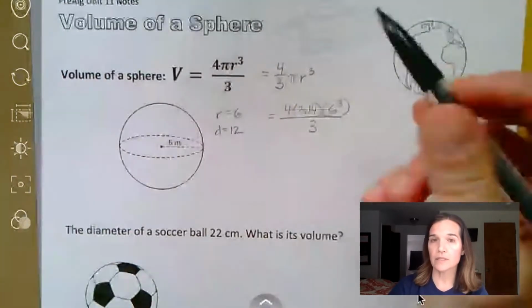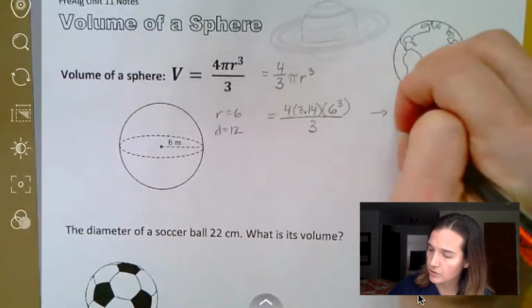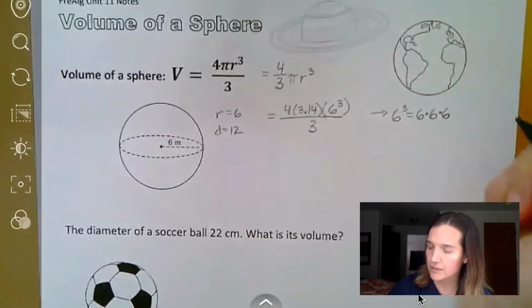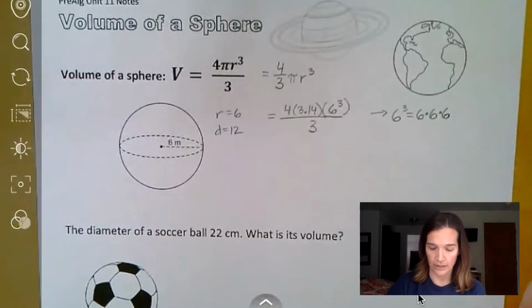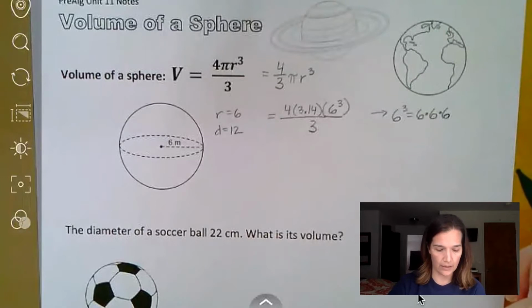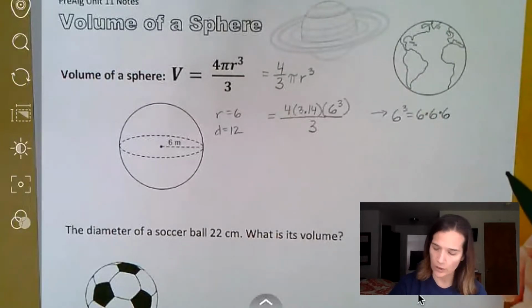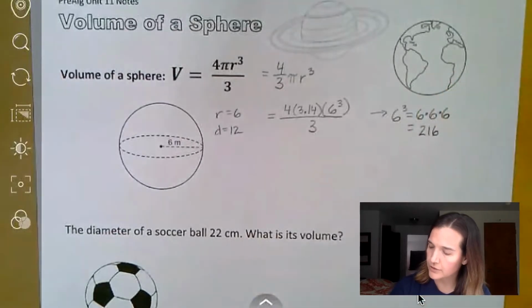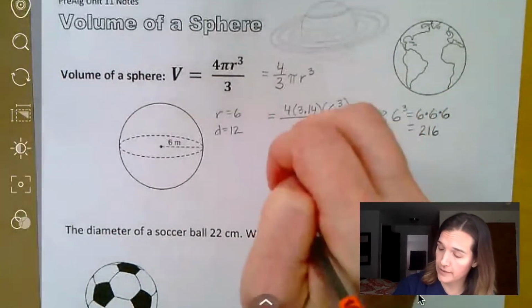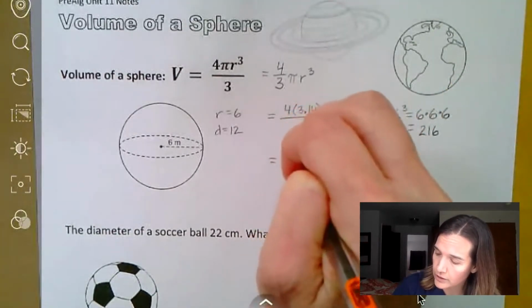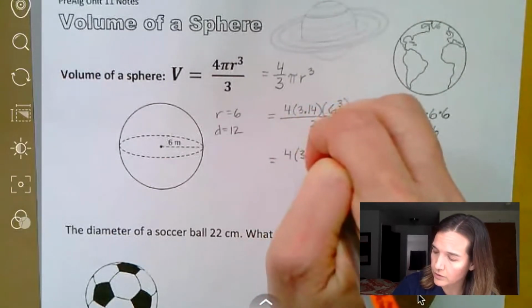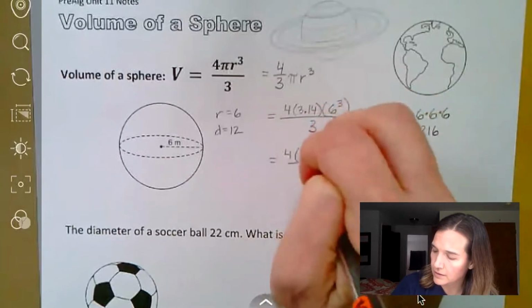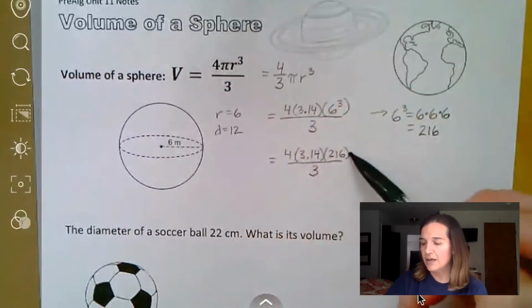So when it comes to 6 cubed, don't forget that that just means 6 times 6 times 6. 6 times itself 3 times. And when you do that, you end up with 216. And so now I'm going to use that in my formula. So I've got 4 times 3.14 times 216 divided by 3.